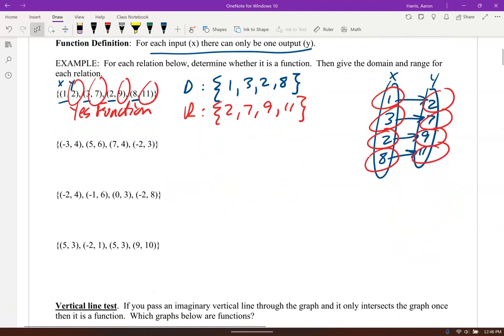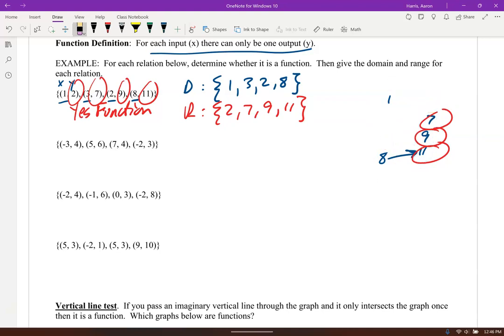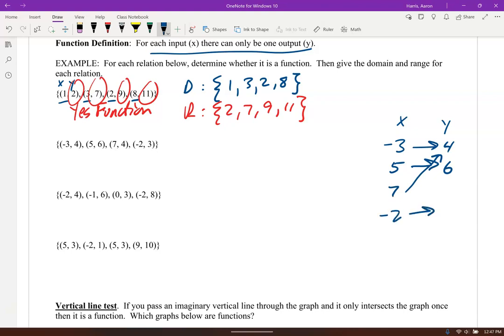Let's do a mapping for it as well. Erase this part here so we have room for the next mapping. X, Y. So I have -3 going to 4. 5 is going to 6. 7 is going to 4. And -2 is going to 3. So the question is, for every x, is there one y?